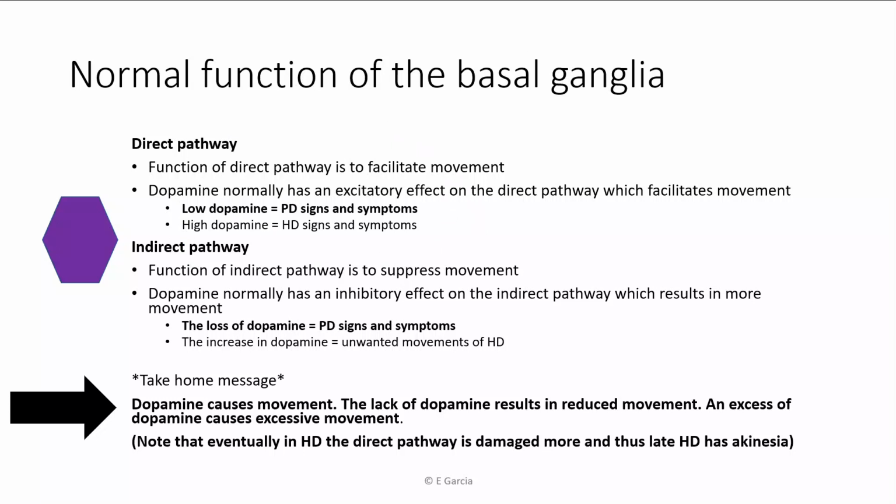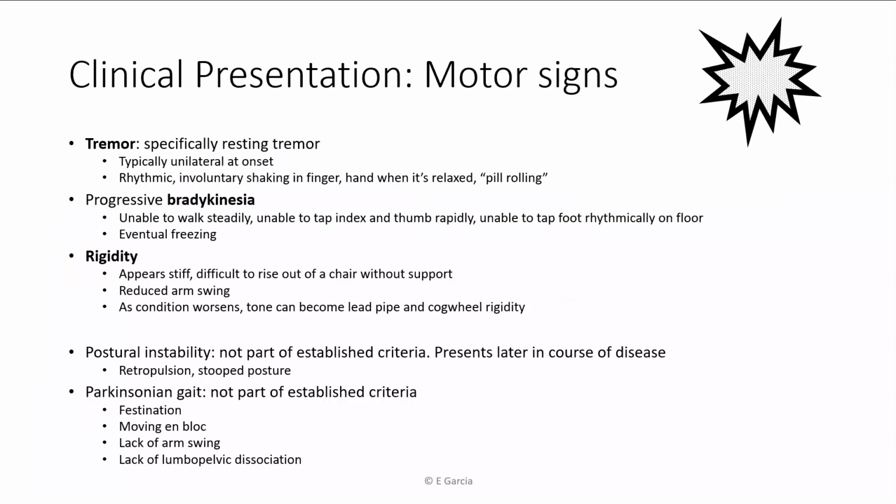It's decently complicated, but suffice it to say, dopamine causes movement. The lack of dopamine results in reduced movement, and therefore you have the presentation of Parkinson's. The opposite of this is the reverse. An excess of dopamine causes too much movement, and that is Huntington's, okay? So that gives you a sense of the pathophysiology as a result of the etiology of losing dopamine. So we're losing dopamine. We don't have enough movement.